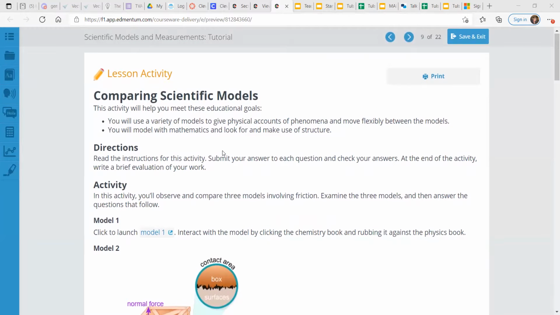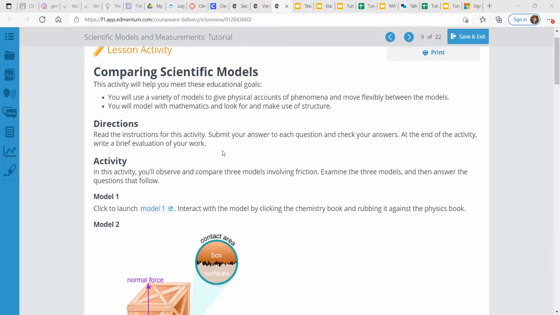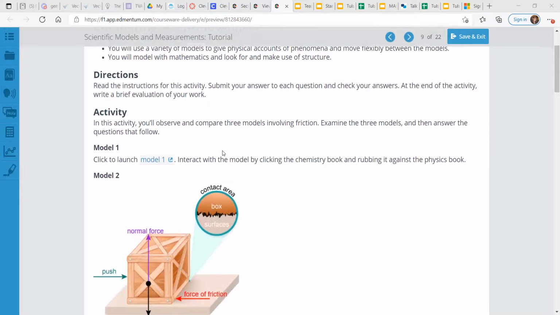This whole lesson is about comparing scientific models, and we're going to use these types of models to give physical accounts of phenomena, things we experience in our day-to-day lives, and then move flexibly between the models. So we're going to model with math and then look for and make use of structure. It'll make more sense once we get going.